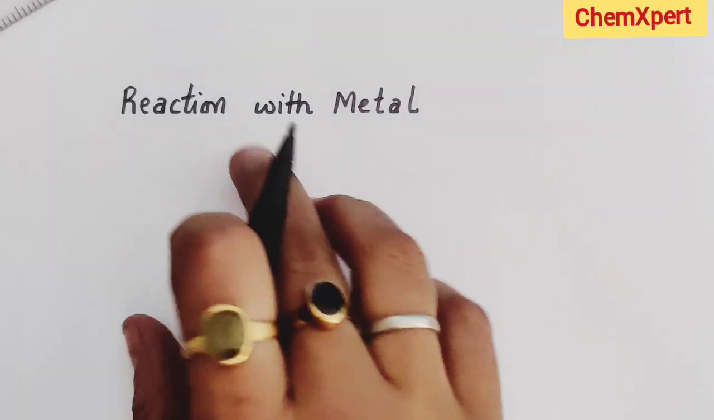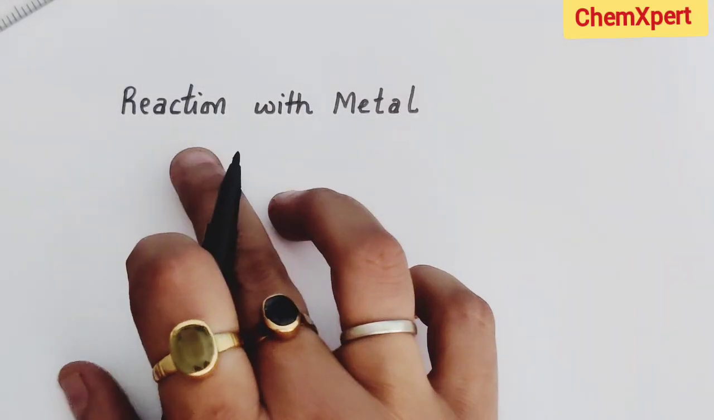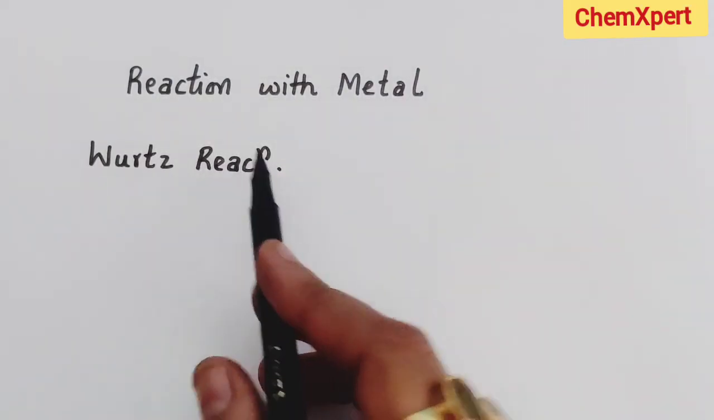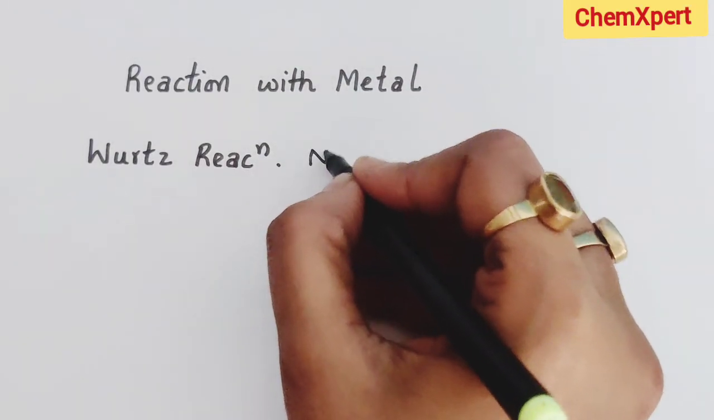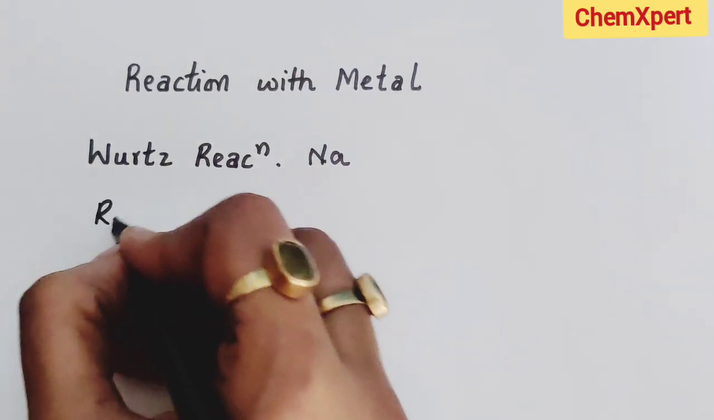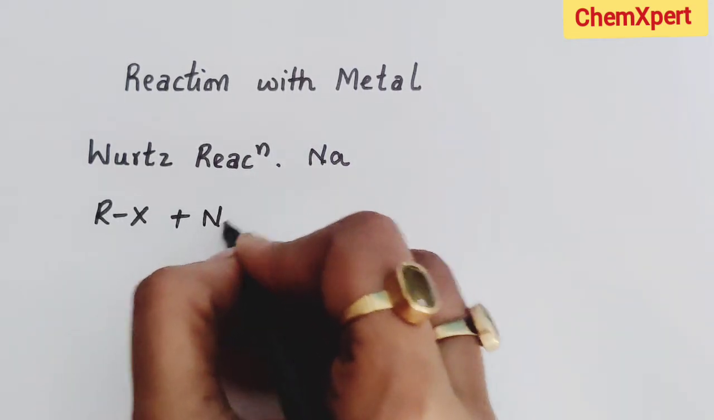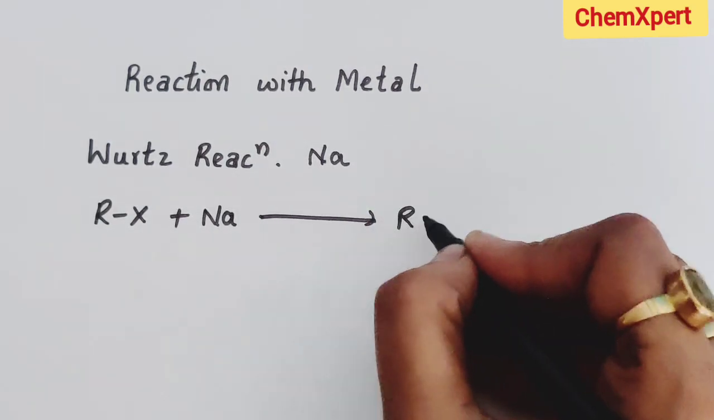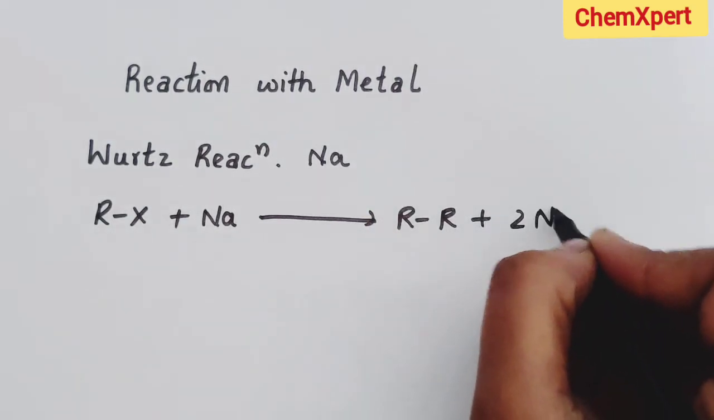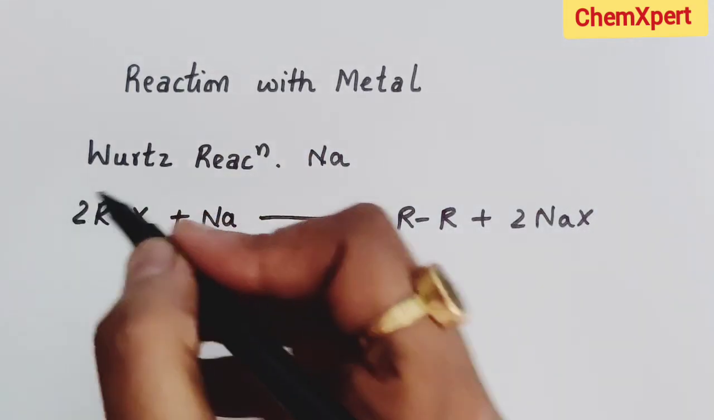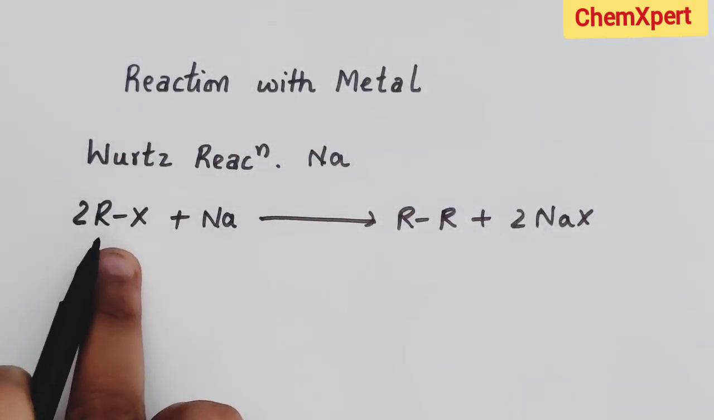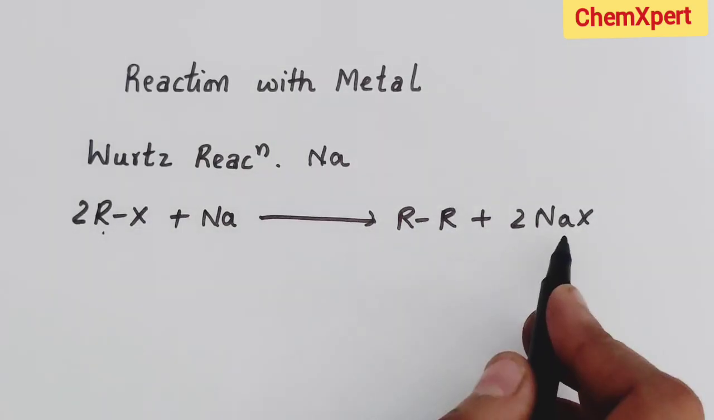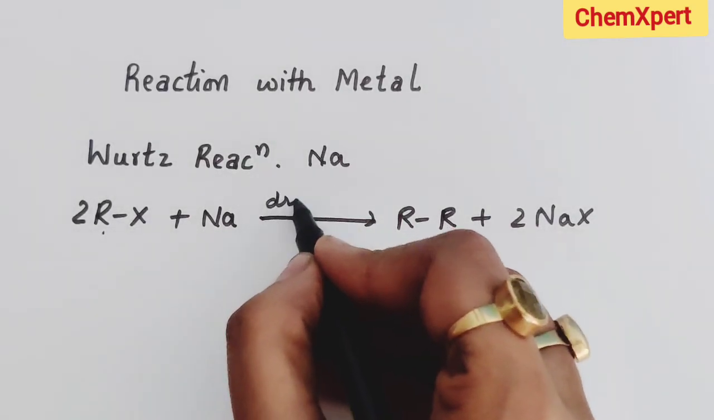Now the third classification of haloalkane reactions, that is the reaction with metal. The first reaction you have already done in your class 11, that is the Wurtz reaction. Reaction of haloalkane with sodium metal in the presence of dry ether forms an alkane and 2 NaX. This is called the Wurtz reaction, where haloalkane reacts with sodium metal, it forms R-R, that is an alkane, and 2 NaX is released in the presence of dry ether.